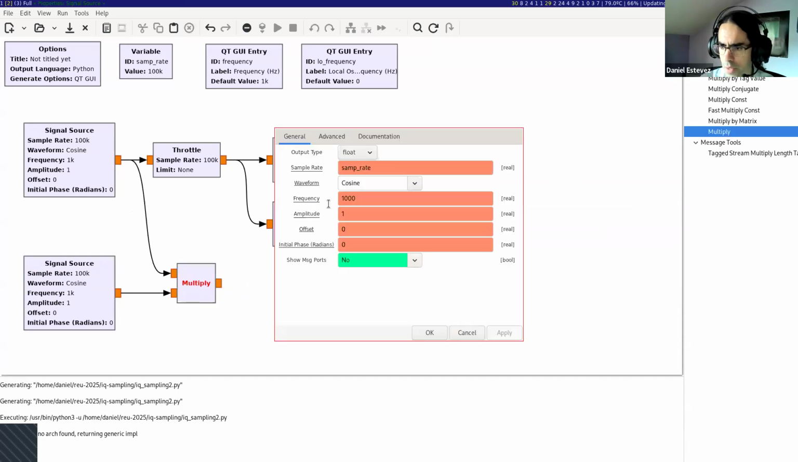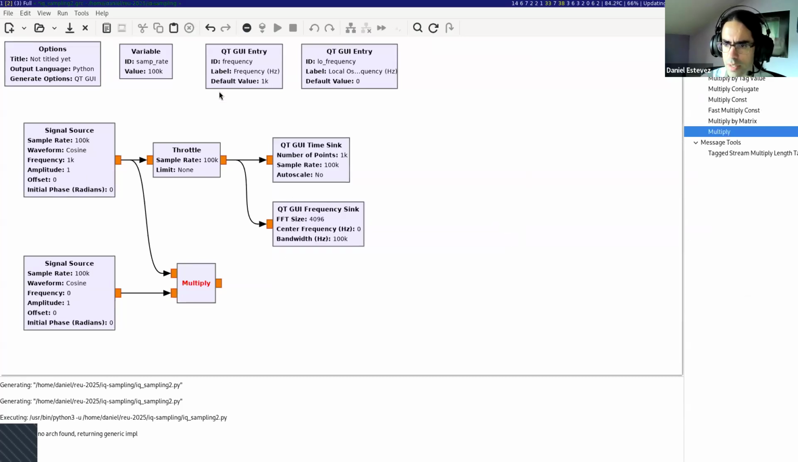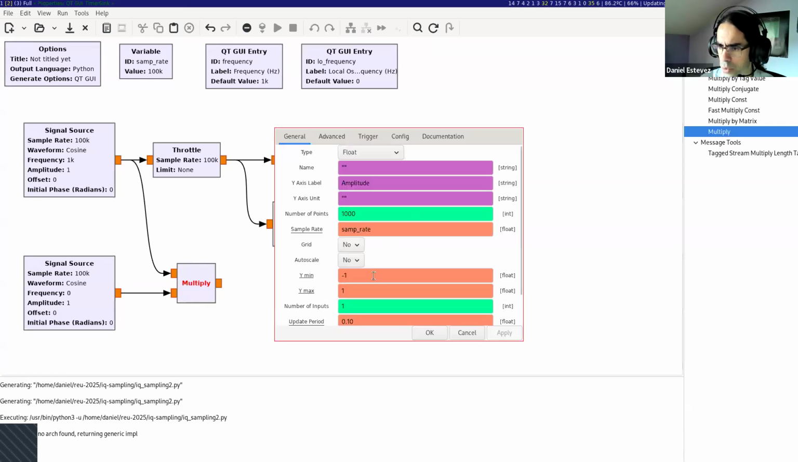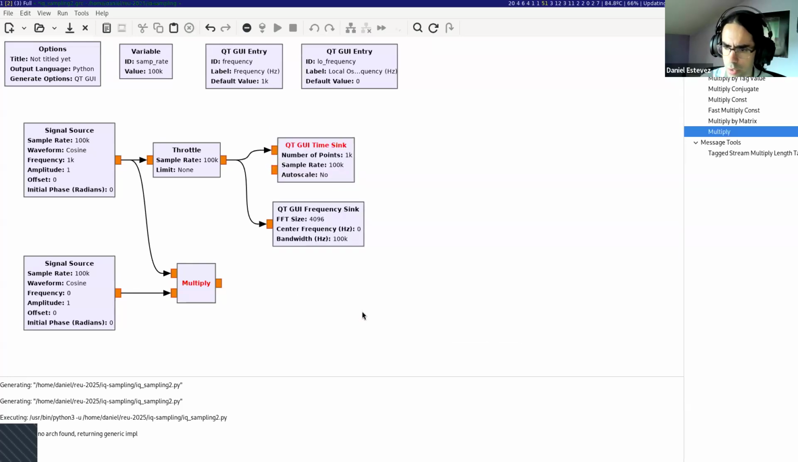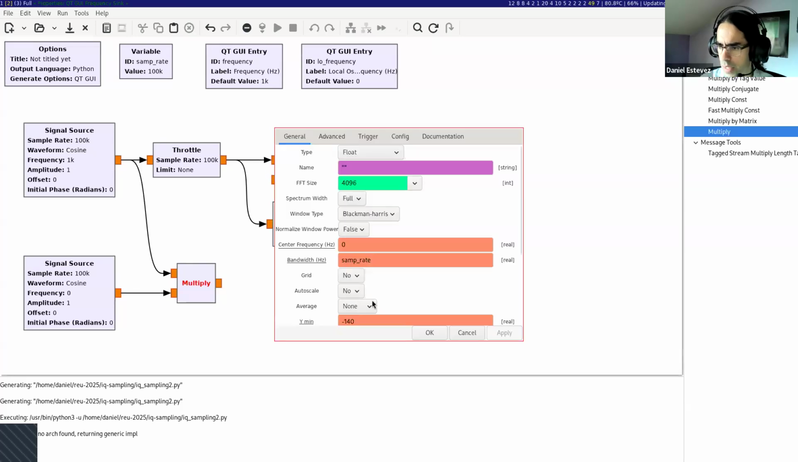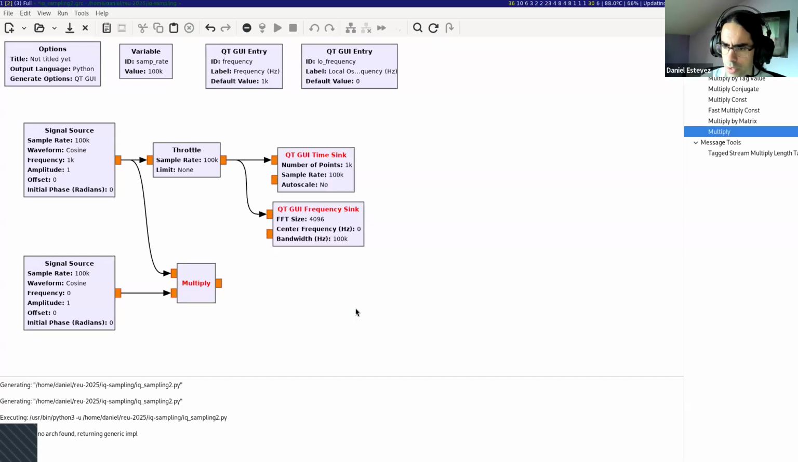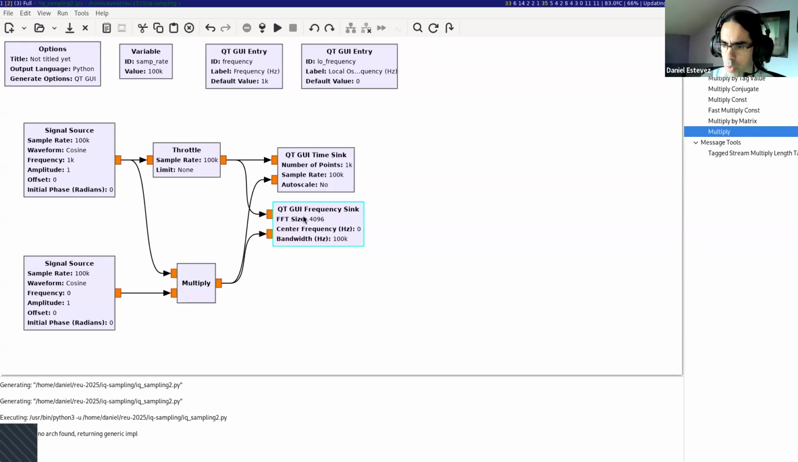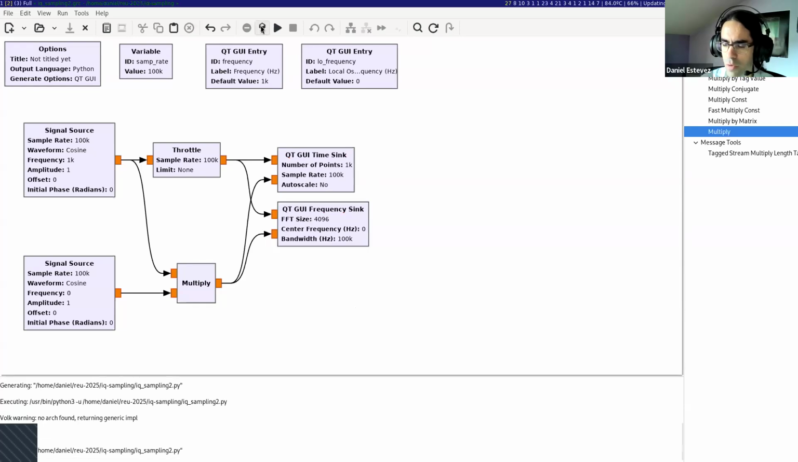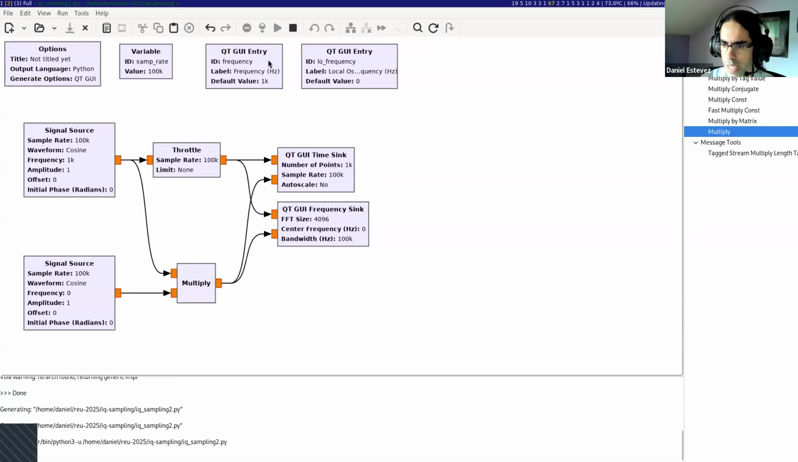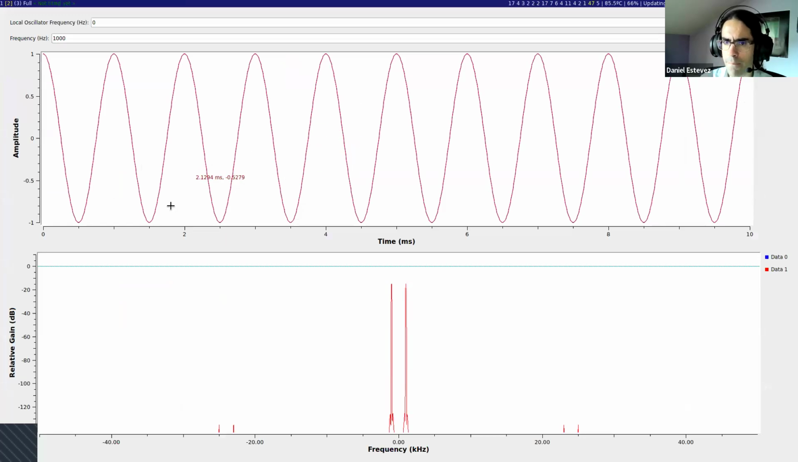So let me change the frequency. I need to put here LO frequency. And I should also remember to set this as the variable frequency because otherwise it will not track the value I set here. And I want to add a second input to this one and a second input to this one as well to show you what's the result of the multiplication. And we could look at some formulas, but we can also do it experimentally in this way.